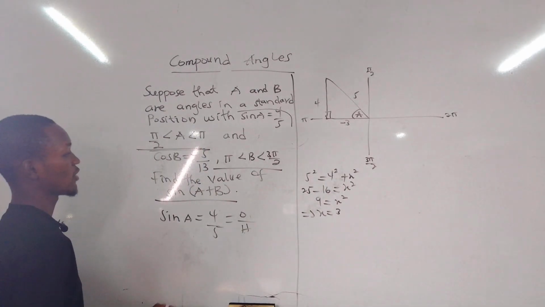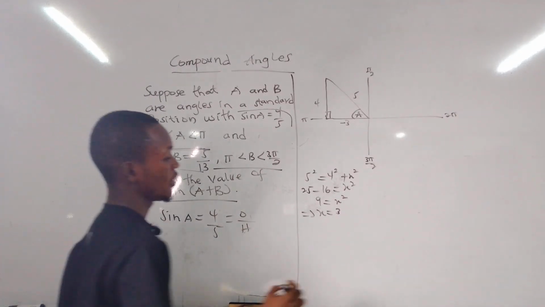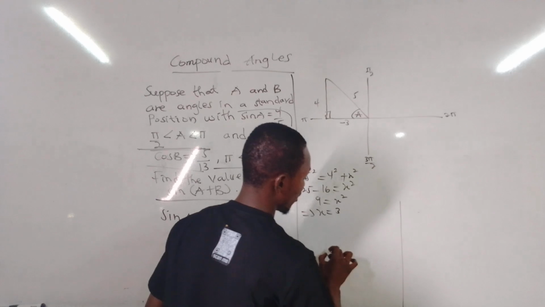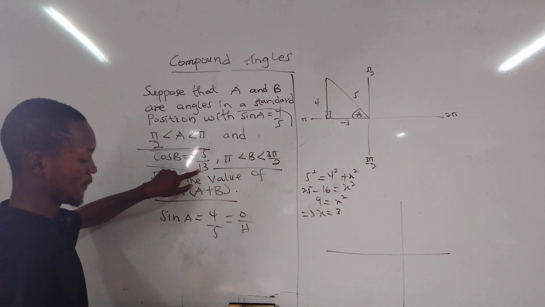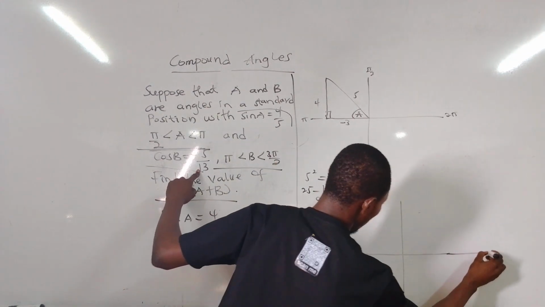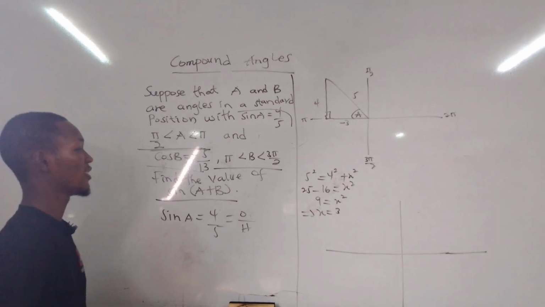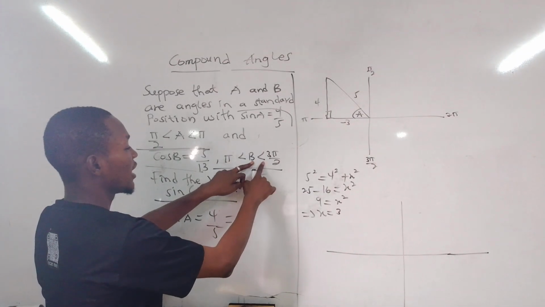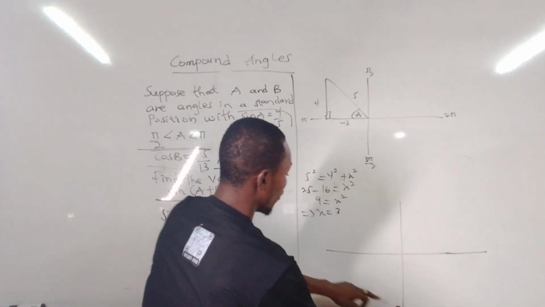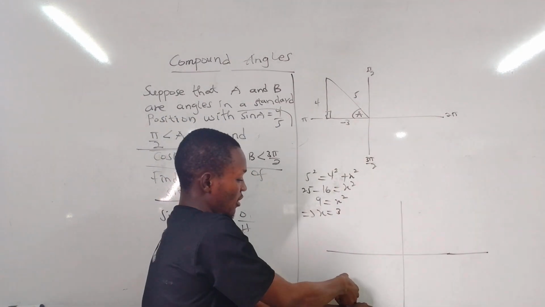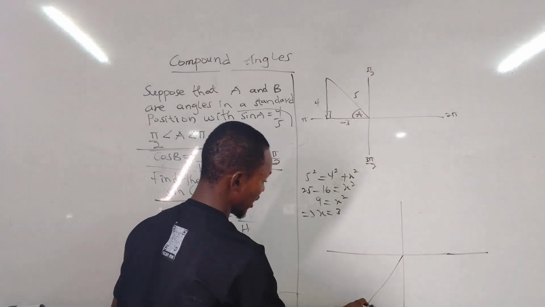So now we go to the second part of the question, which is cos B is equal to negative 5 on 13. So if I have another Cartesian plane here, cos B is negative 5 on 13. Now where do we find angle B? Is it going to be in the first, second, third, or fourth quadrant? Now the condition is that the angle B is less than 3 pi on 2, which is 270 degrees, but greater than 180. It's greater than 180, but less than 270. So angle B falls in the third quadrant.